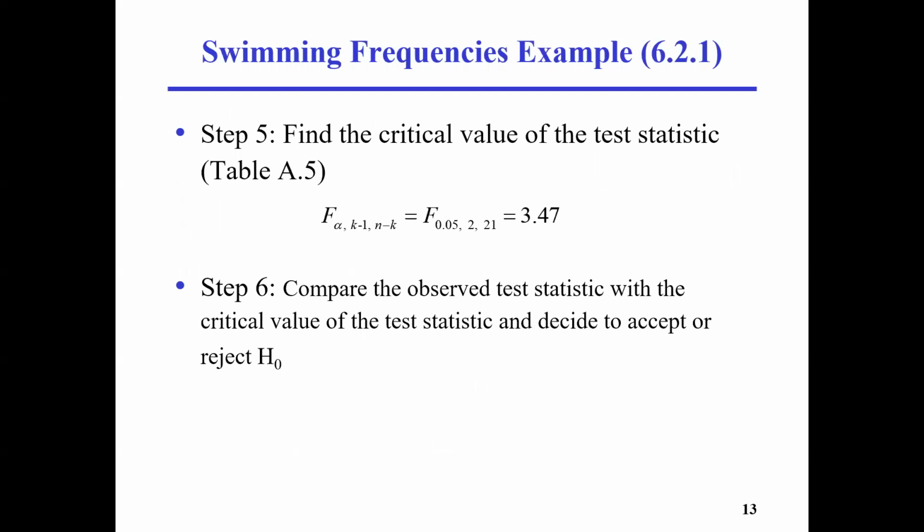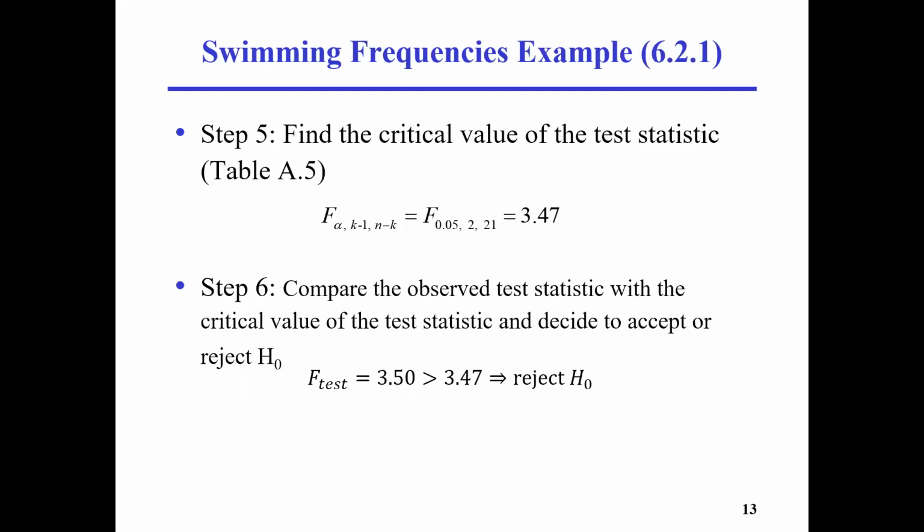After you have the test value, you need to use table A5 to find the critical value: F alpha, K minus 1, N minus K. Alpha here is 0.05, K minus 1 is 2, and N minus K is 21. You go to the page for alpha equals 0.05 and find that the critical value is 3.47. Then you compare your test value with your critical value.